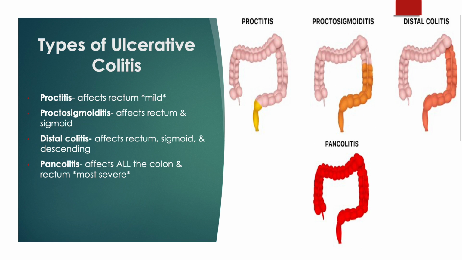For the types of ulcerative colitis, we have proctitis, which affects the rectum and it is a mild case. We have proctosigmoiditis, which affects the rectum and the sigmoid. Then we have distal colitis, which affects the rectum, sigmoid, and descending colon. And then we have pancolitis, which affects the whole colon and rectum, and it is the most severe.